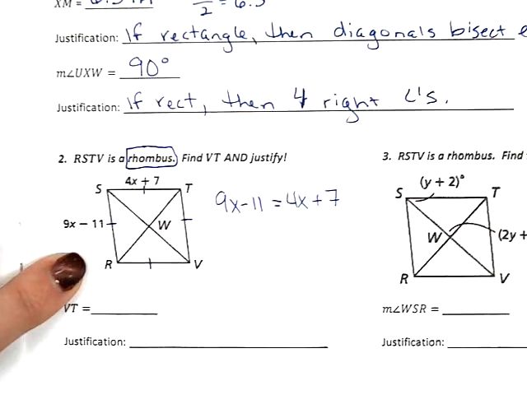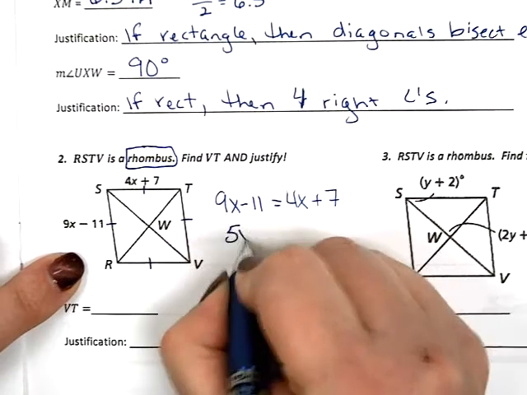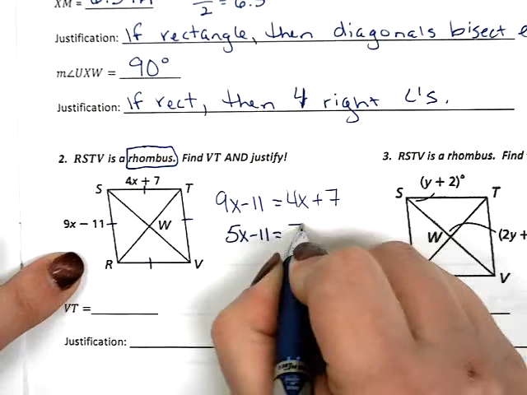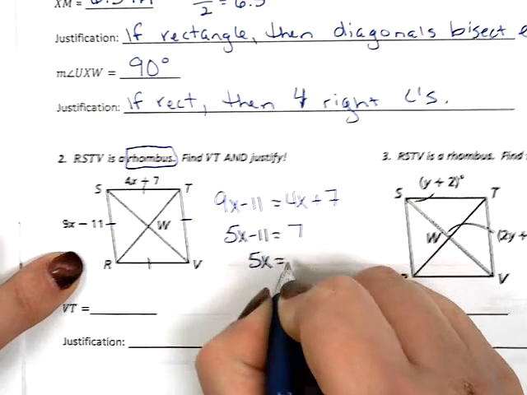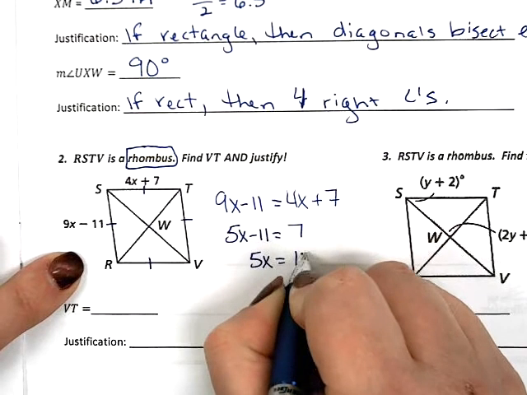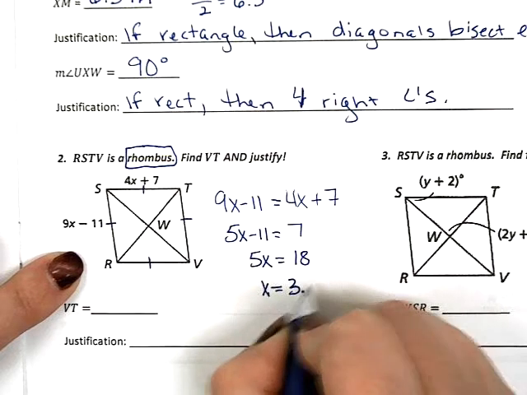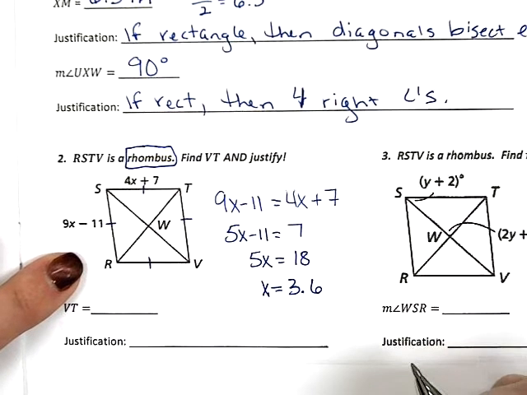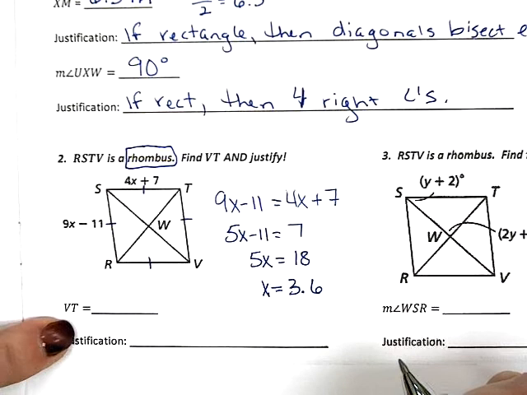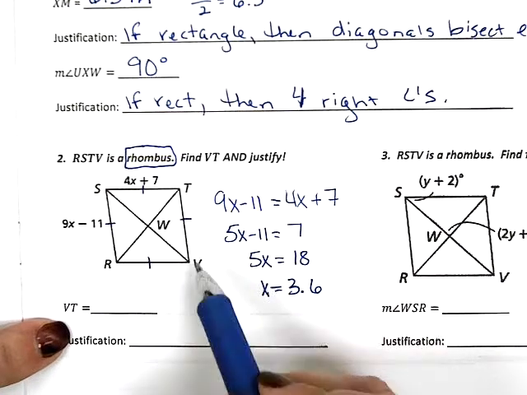Okay, and then I can solve for x. So 5x minus 11 equals 7. 5x equals 18, and we get x equals 3.6. Make sure you've got your calculators. It's okay to get decimals sometimes. That happens, right? So don't freak out. It's okay. And we are looking for VT.